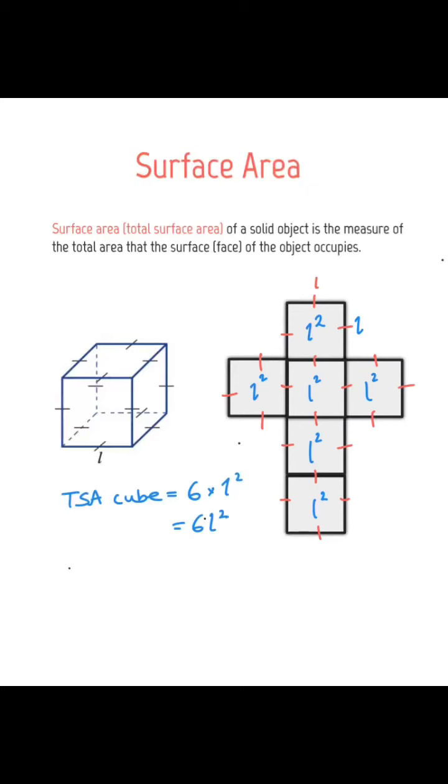So for example, let's say that L in this case was 3. I would have 6 times 3 squared, so that would be 6 times 9, and 6 times 9 is 54. So if that was centimetres, that would be 54 centimetres squared, because I'm looking at the surface area, I'm not looking at the volume or anything.